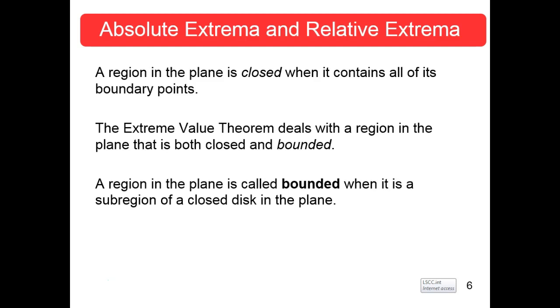A region in the plane is closed when it contains all of the boundary points. That's what I was just saying. The extreme value theorem deals with a region in the plane that is both closed and bounded. Closed meaning it includes the boundary values. Bounded means it doesn't take off and go to infinity anywhere, positive or negative infinity, in that region.